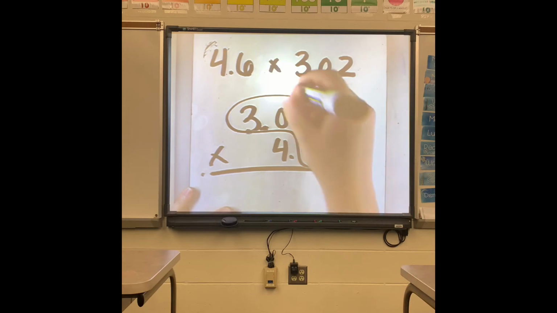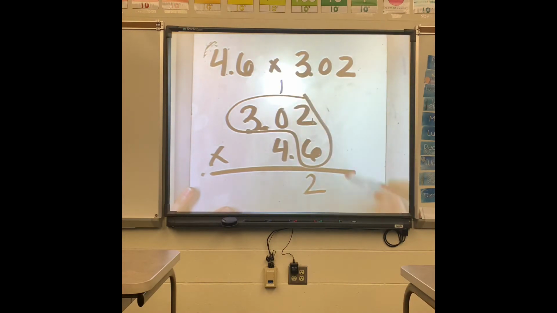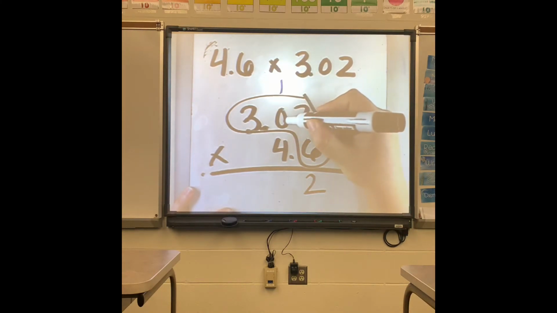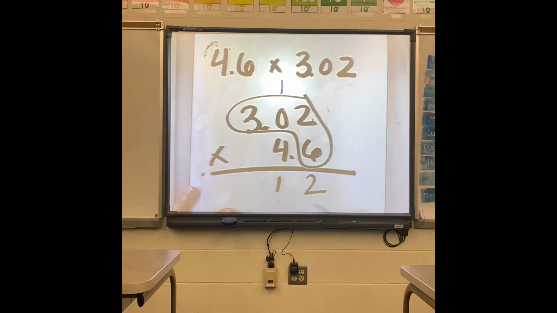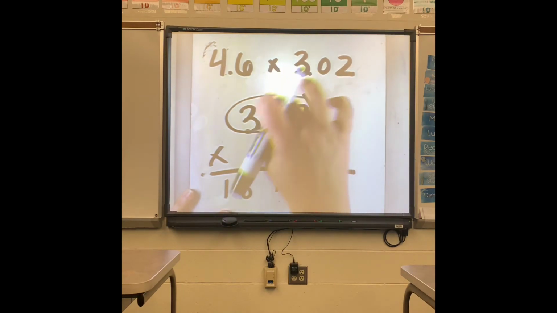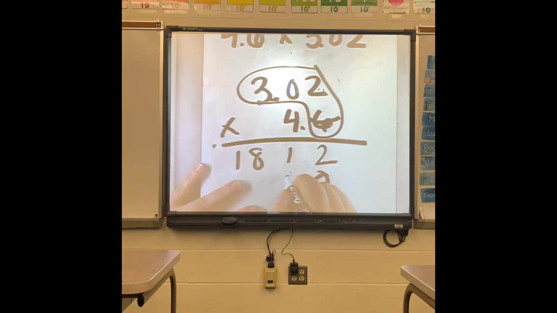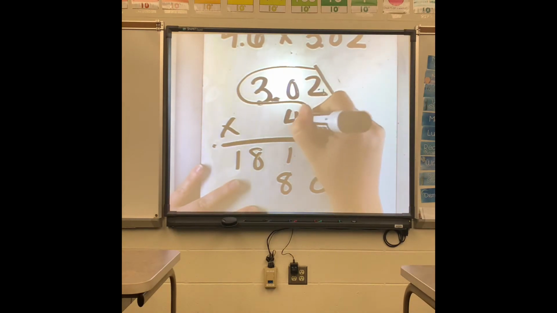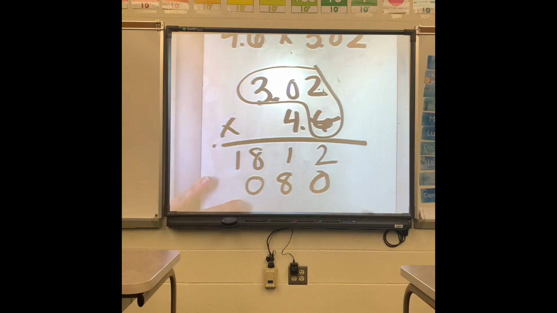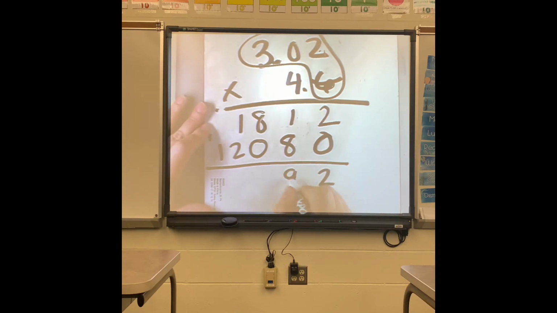6 times 2 is 12. 6 times 0 is 0, and then plus 1 is 1. 6 times 3 is 18. Draw the collar, drop an egg, and erase what's on top. 4 times 2 is 8. 4 times 0 is 0. 4 times 3 is 12. 2, 9, 8, 3, 1.